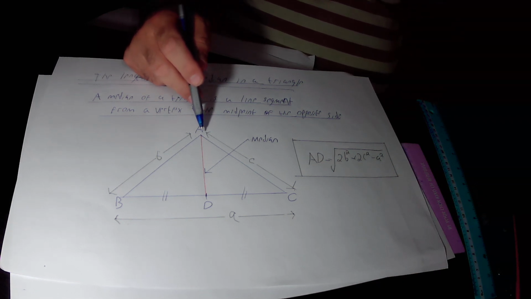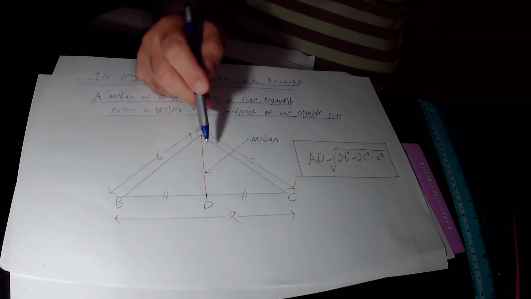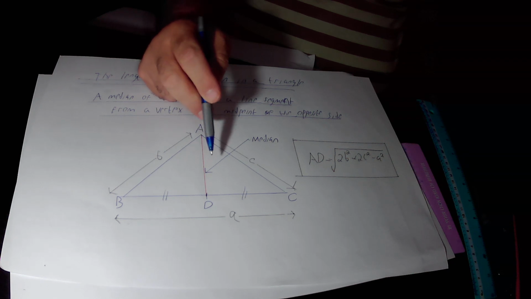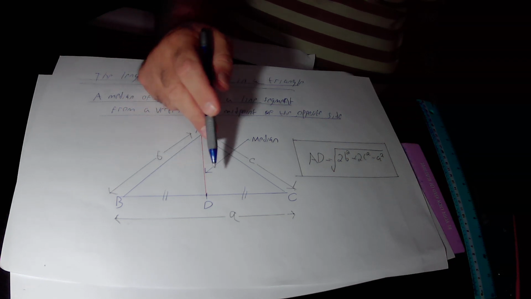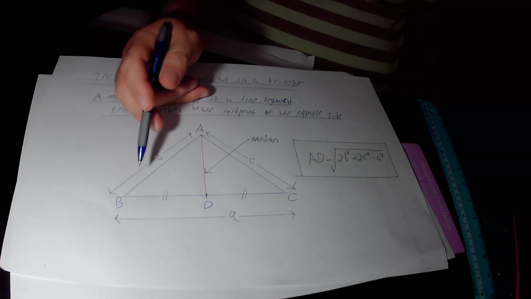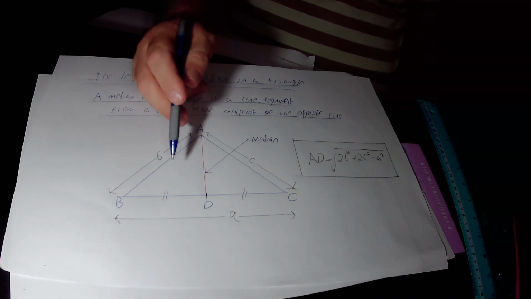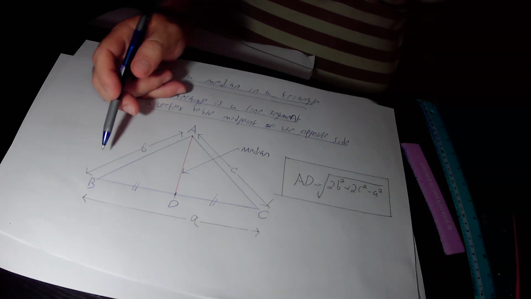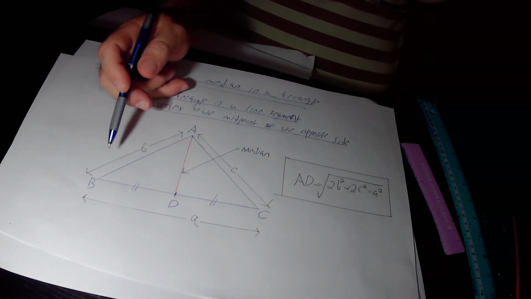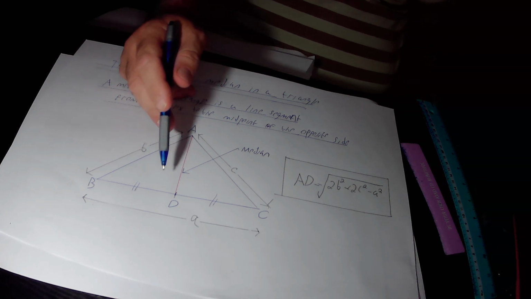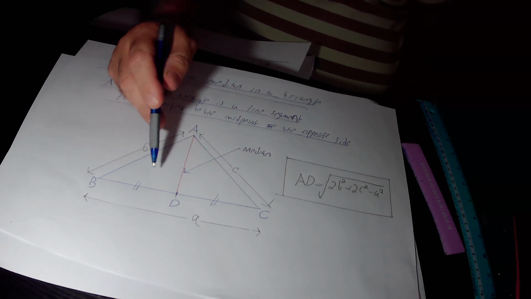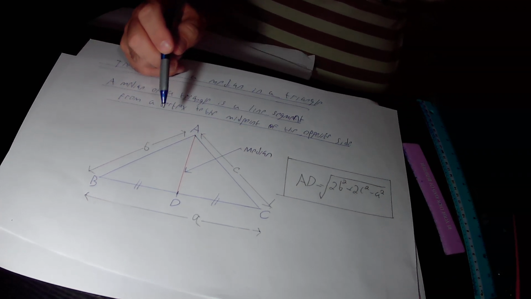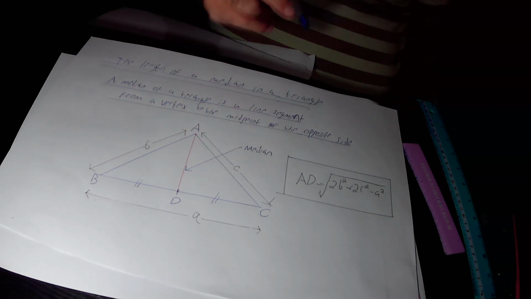And line segment AD is defined as a median. Why? Because line segment AD bisects side BC. That is to say, line segment AD divides side BC into two halves. Each half equals BC over 2. The first half is BD and the second half is DC. And of course BD equals DC equals BC over 2.